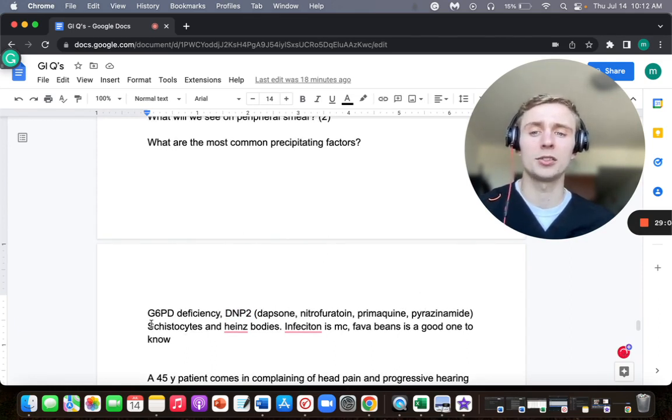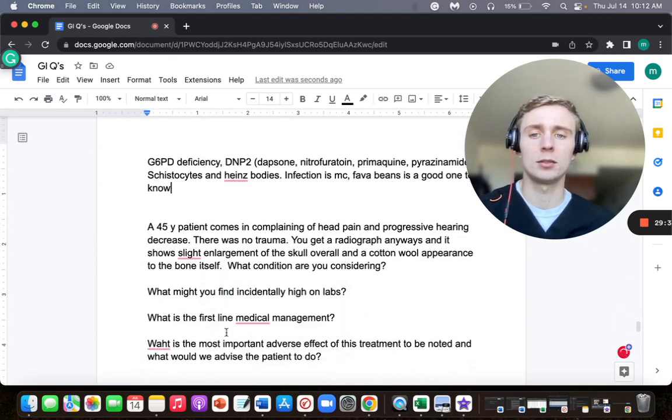On smear, you'll see schistocytes and Heinz bodies. So that's very classic. Schistocytes, also Heinz bodies. The most common precipitating factor, so remember, when they're under stress, this is going to lead to this condition. Infection is the most common. And also important to know, fava beans can cause this too. So infection and fava beans are the most common precipitating factors for G6PD deficiency.